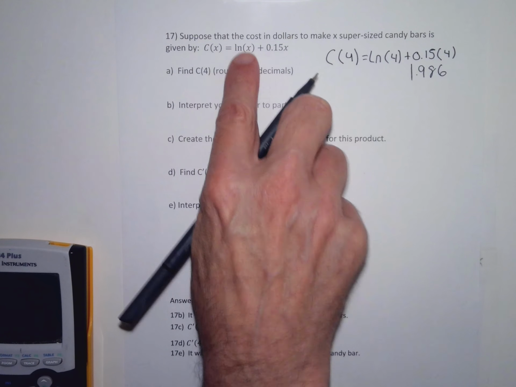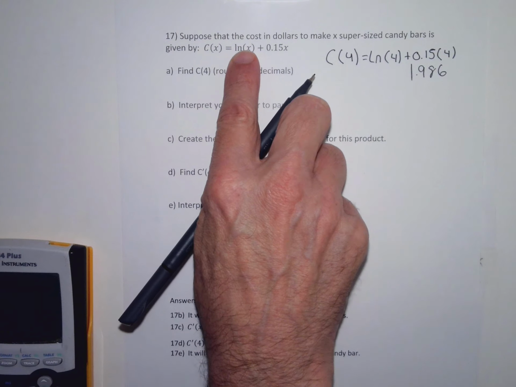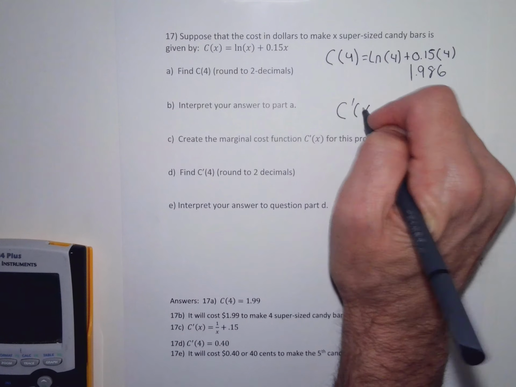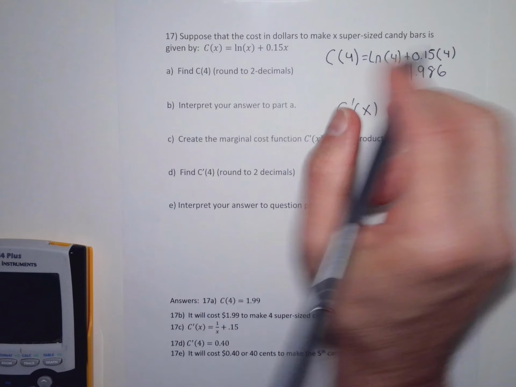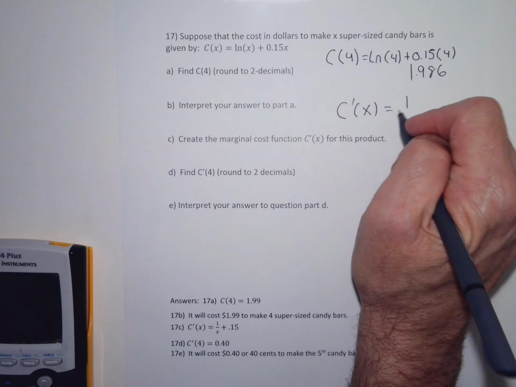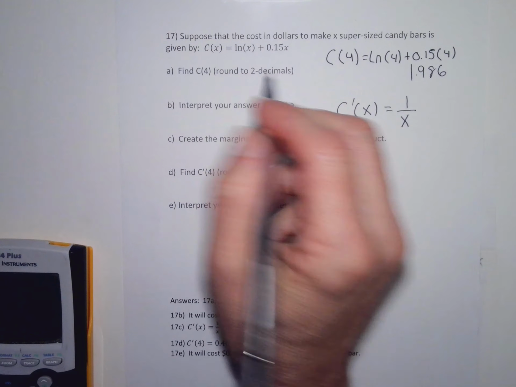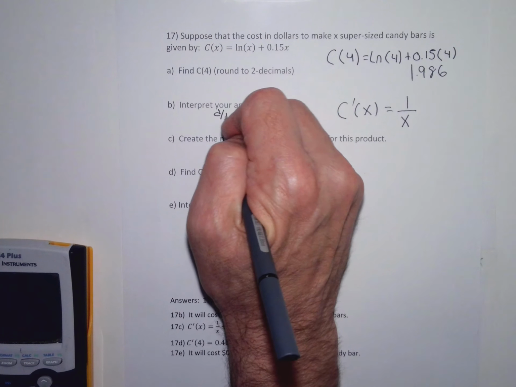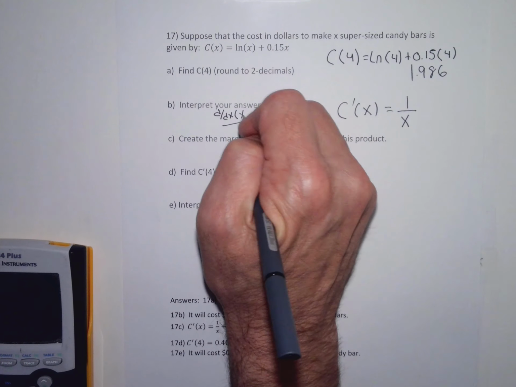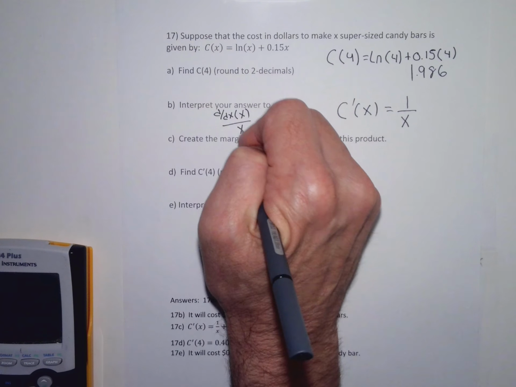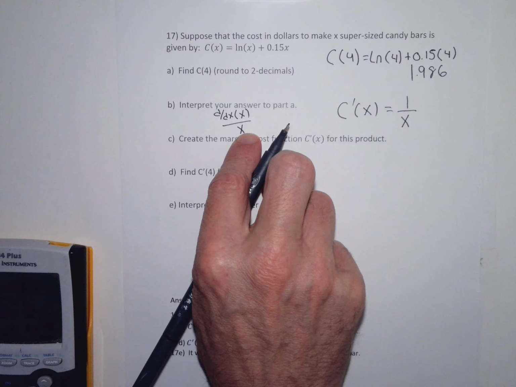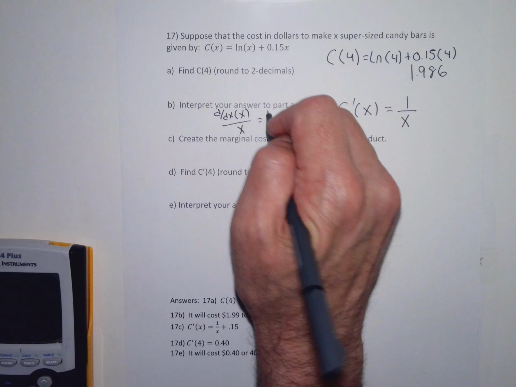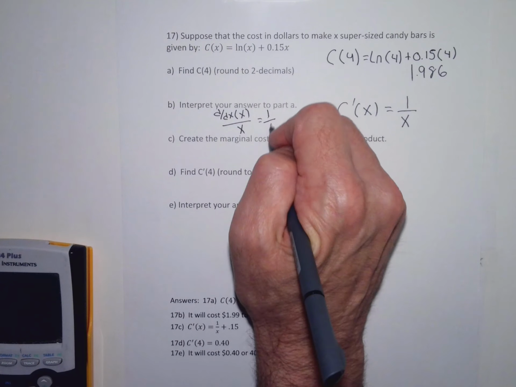Part B wants me to find the derivative. And I think I found the derivative of ln of x a few problems ago. So to find the derivative, I need to find the derivative of ln of x. The derivative of ln of x is just 1 over x. Because to do the derivative of ln of x, you find the derivative of the argument, put that in the numerator, and put the argument in the denominator. The derivative of x, because it's a first power term, is just its coefficient, and then the denominator is x.